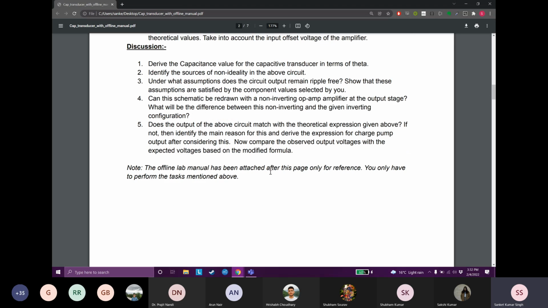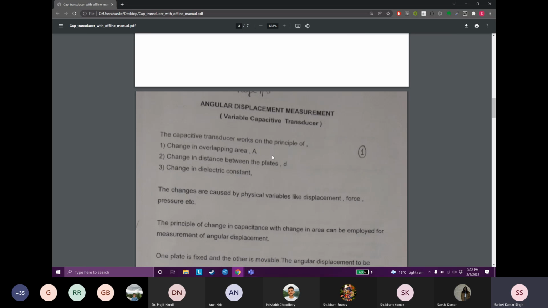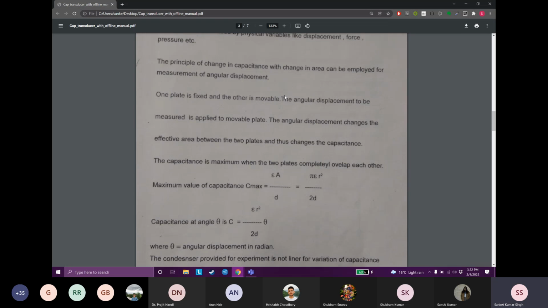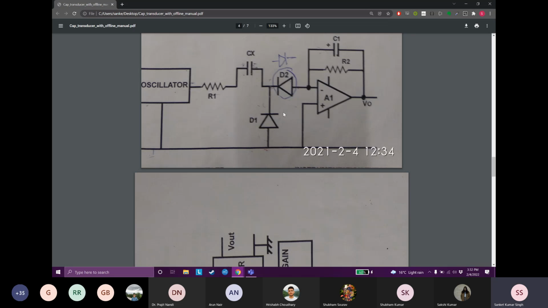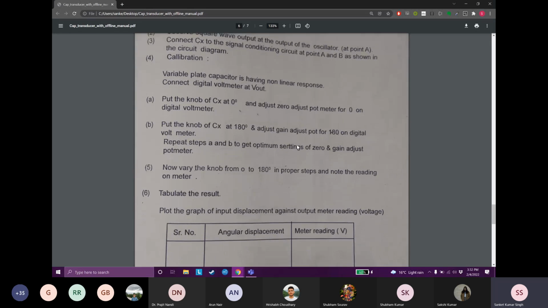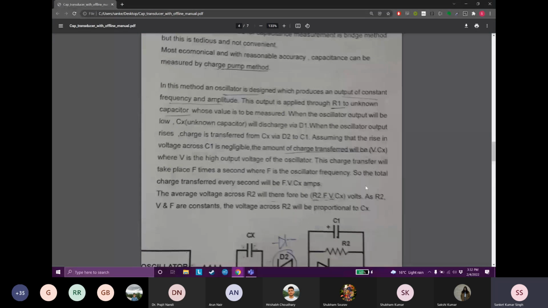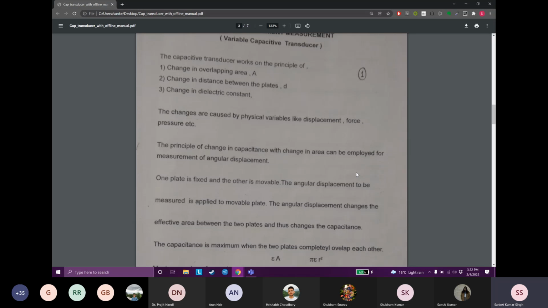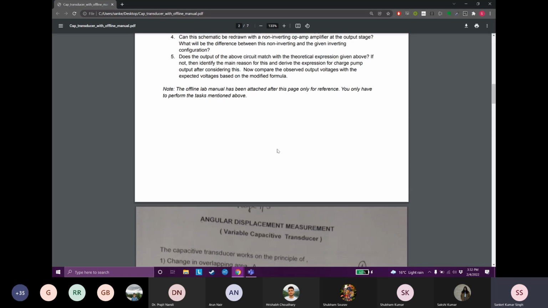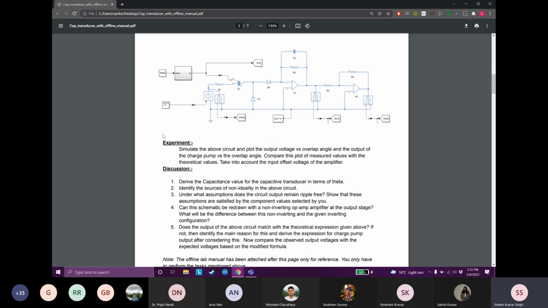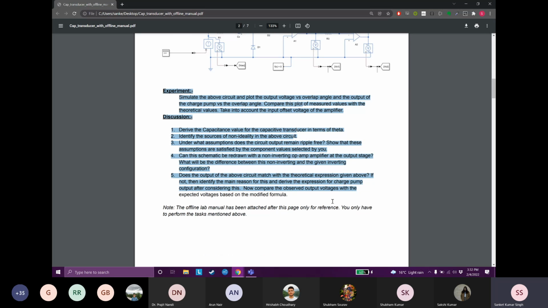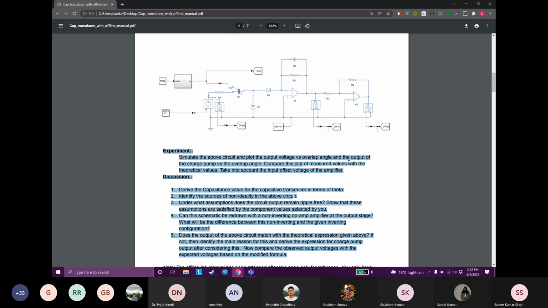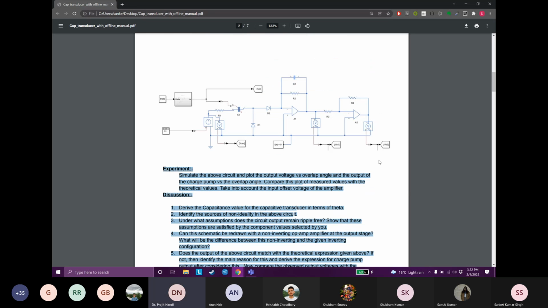If you need some reference for some details, you can have a look at this offline lab manual, but there are some mistakes here, so you have to be careful. These formulas might be wrong and these circuit diagrams might be wrong. This part is just for your reference. You only have to do the things mentioned on page 2. This is the experiment. Any questions, guys, on this?